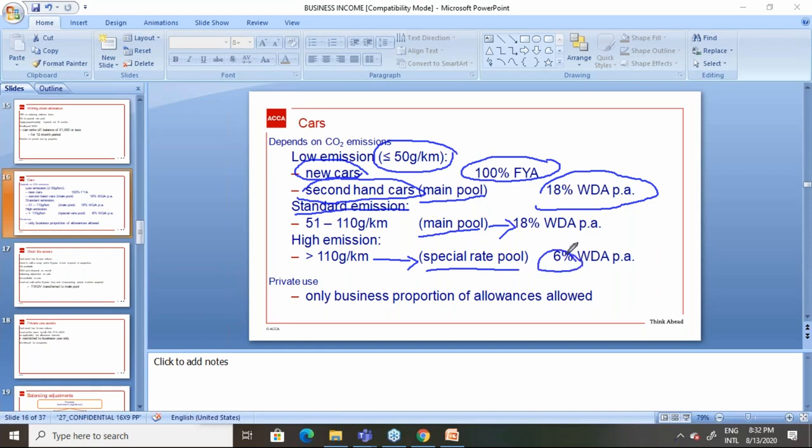However, whatever the motor car you use, whatever the carbon dioxide emission, if the owner uses the car for his private purposes, not an employee, but the owner, in that case, only up to the business percentage you can claim it as capital allowances. The private use element is disallowed. Okay, right.